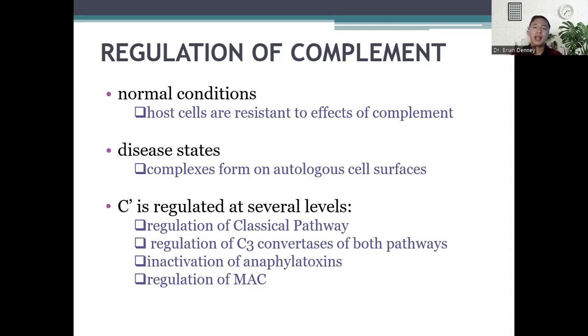No, I will not ask you the specific molecular weight, etc. But what I will be asking are the specific components found on these regulation sites. What are the components of the classical pathway that are regulated, the C3 convertase, or those directed to anaphylatoxins and regulation of MAP? My exam will be like that.